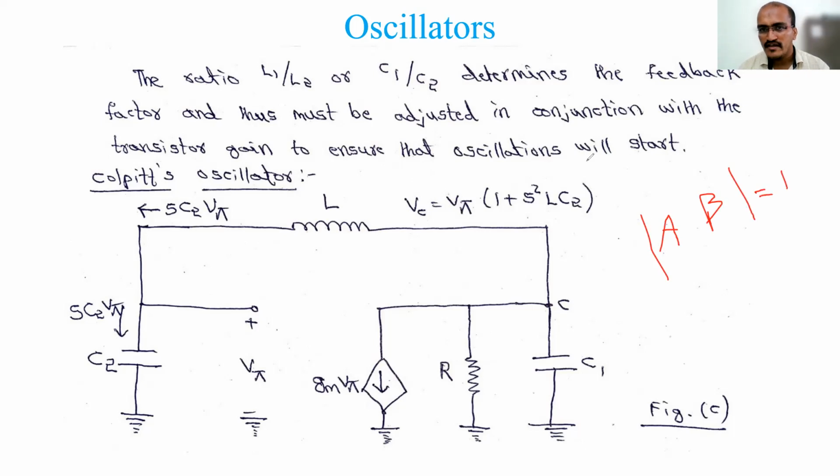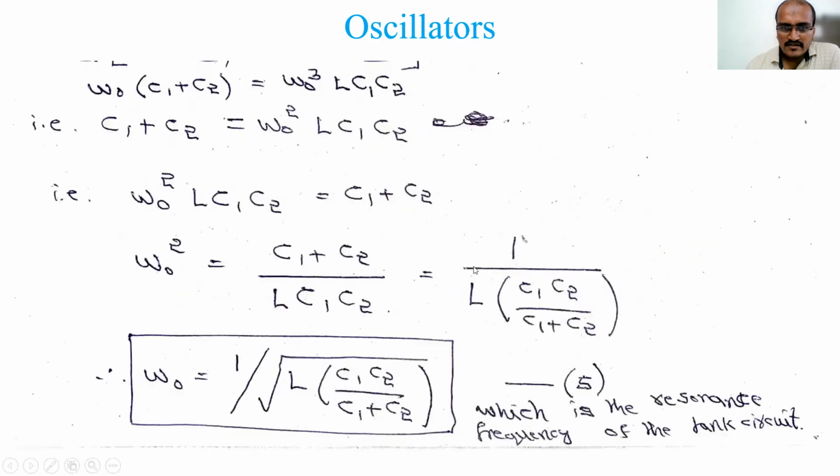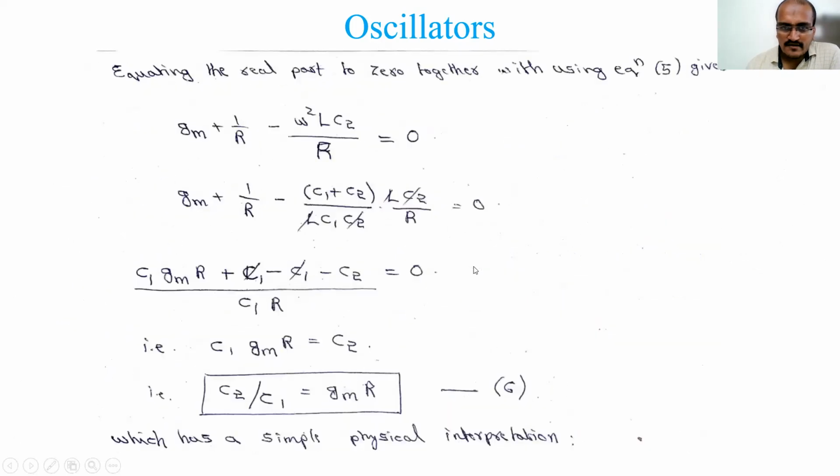Okay, so that's why gain is important here, along with the feedback factor. That feedback factor in the case of Colpitts oscillator is given by C1 by C2, and L1 by L2 in the case of Hartley oscillator. So we are discussing the same thing. First part we get the frequency of oscillation, and second part we try to get the ratio, C2 by C1, ratio gm into R.